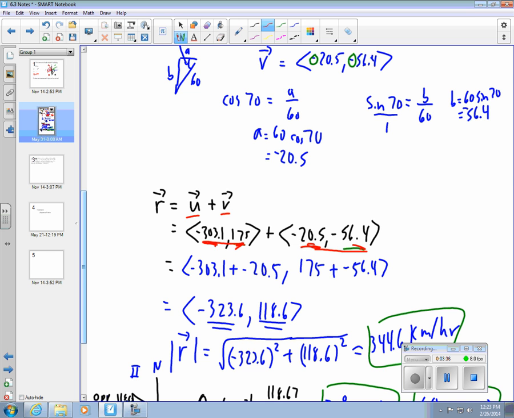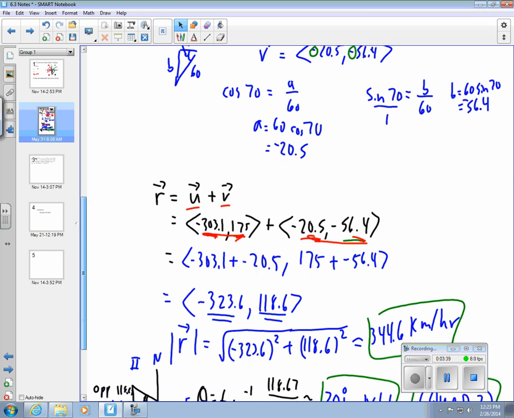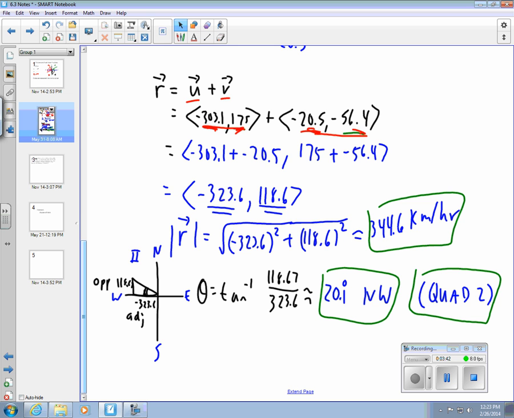And then once I get those, I've got to go ahead now and figure out the magnitude of that, because the wind and the airplane are impacting each other. So wind's impacting the airplane. So now I have to take negative 323.6 and square it, plus 118.67 and square that, simply because those are your new A and B. You're trying to find your C value now. So A squared plus B squared, and take the square root of that, will give you your C value. So we got that, 344.6 kilometers per hour.